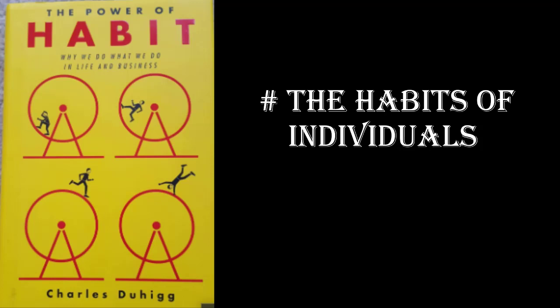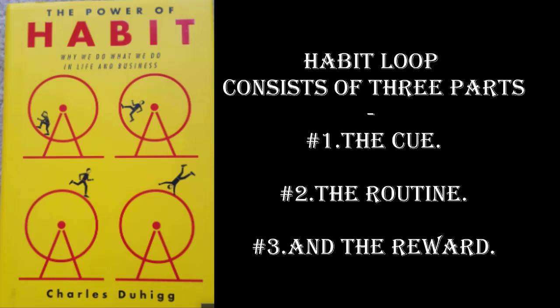In this part of the book, Duhigg explores how habits are formed and how they can be changed. He introduces the concept of the habit loop, which consists of three parts: the cue, the routine, and the reward. The cue is the trigger that initiates the habit, the routine is the behavior that follows, and the reward is the positive outcome that reinforces the habit.